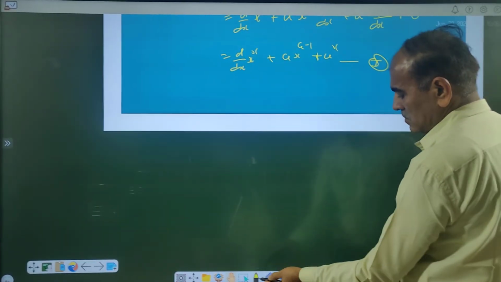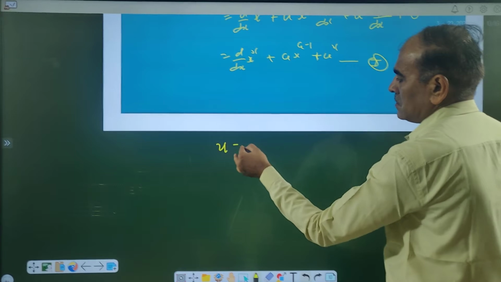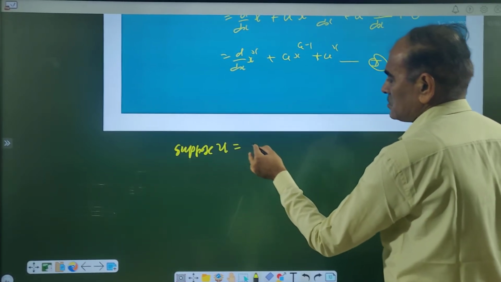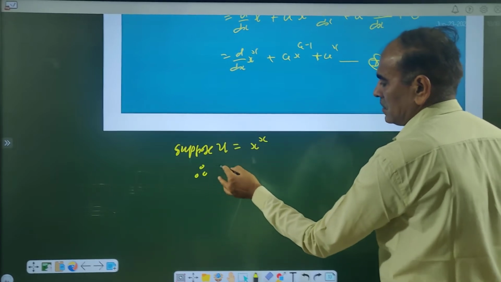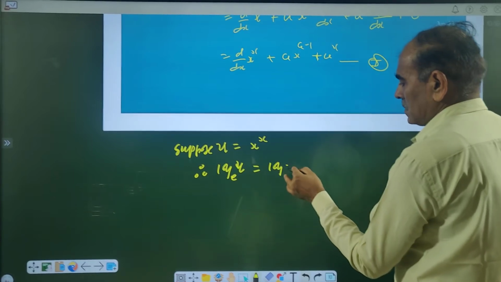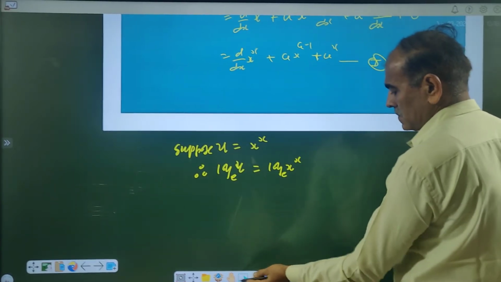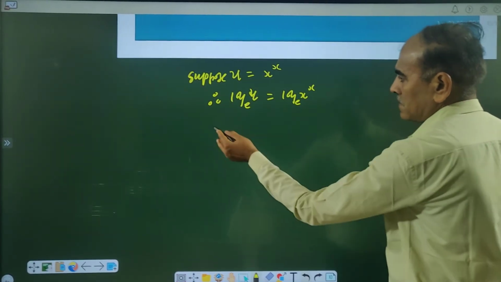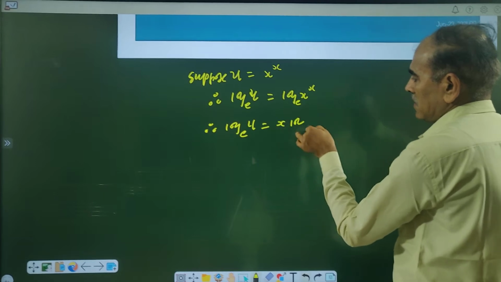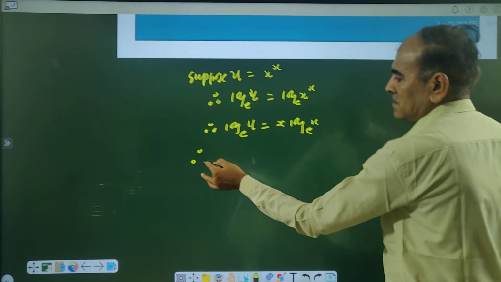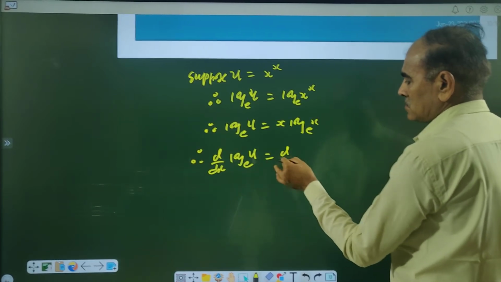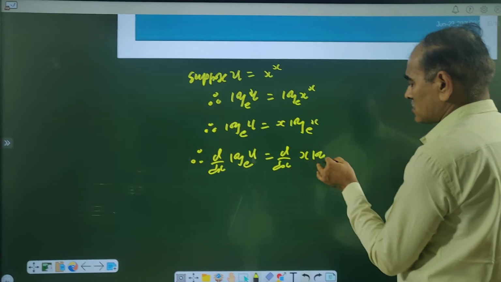So take u equal to, well, you can take any one. Suppose u is equal to x raised to x. And we know how to differentiate it. Log u base e is equal to log of x raised to x, base e. So what do we get here? And therefore log u base e is equal to x log x base e. So it is d by dx of log u base e. So many times we have done this, even though I would like to solve it once again.